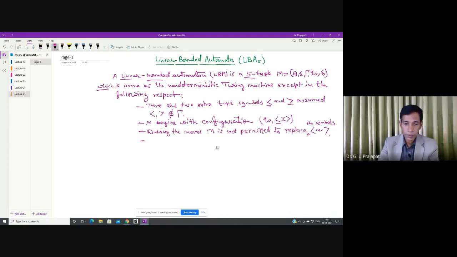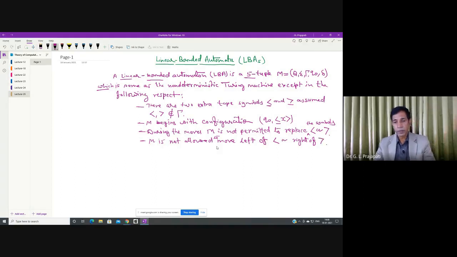Also, M is not allowed to move left of the symbol left angular bracket or right of the symbol right angular bracket. So these are the restrictions we have.